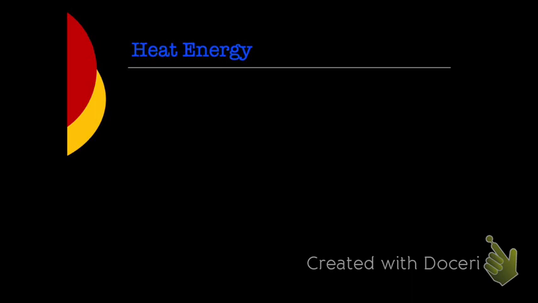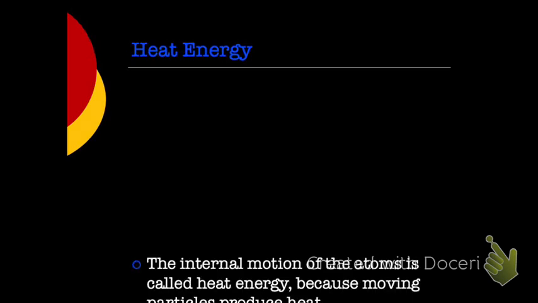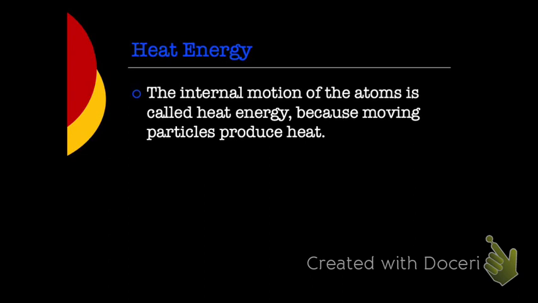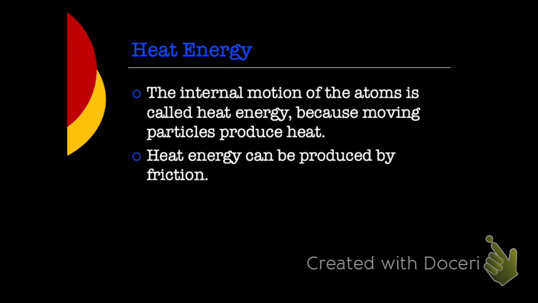All right, heat energy. It says the internal motion of atoms is called heat energy because moving particles produce heat. So when objects are in motion, we start to produce this heat energy. Heat energy is also produced by something called friction. Have you heard that term before? Friction happens when 2 surfaces are interacting.